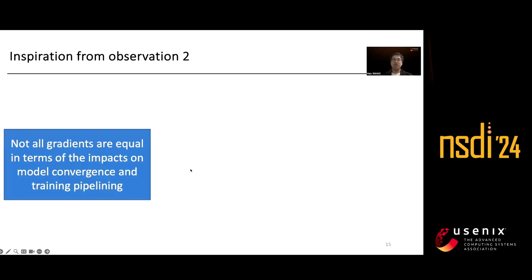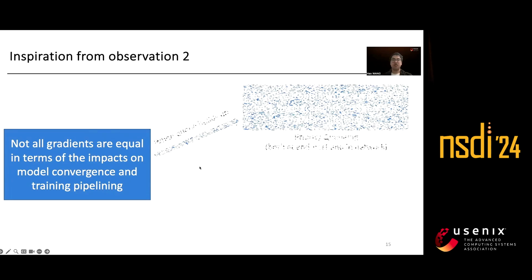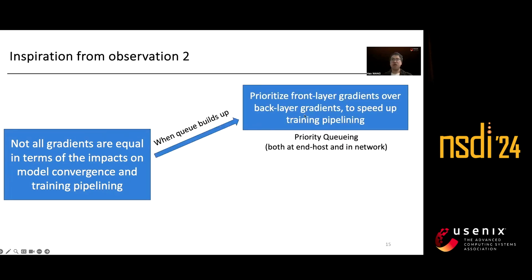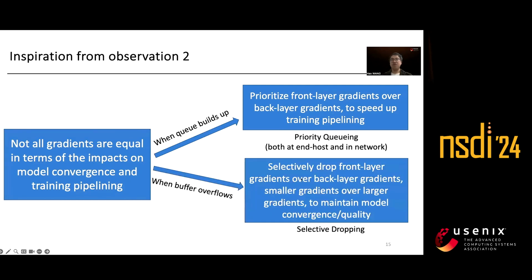This difference in gradients inspires us that when the queue builds up, we can prioritize back layer gradients over front layer gradients to speed up the training pipeline. When the buffer overflows, we selectively drop front layer gradients over back layer gradients, and small gradients over large gradients, to maintain model convergence.